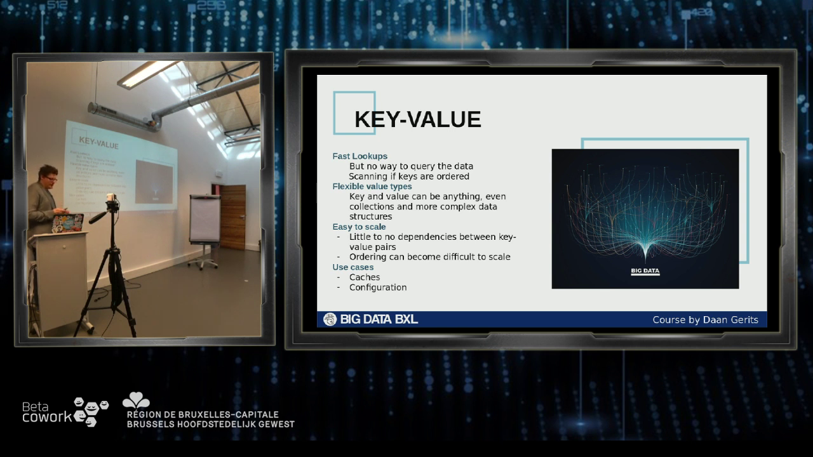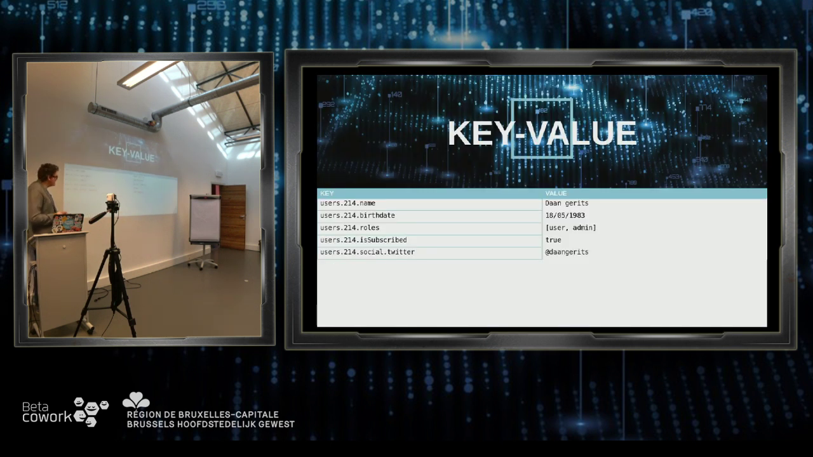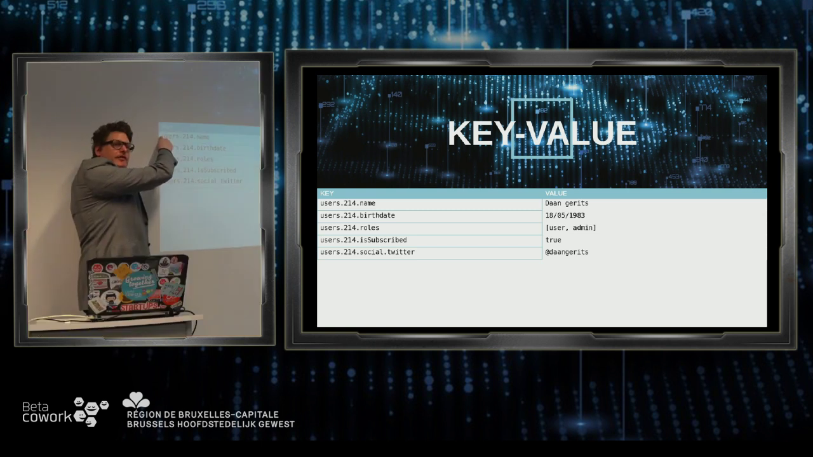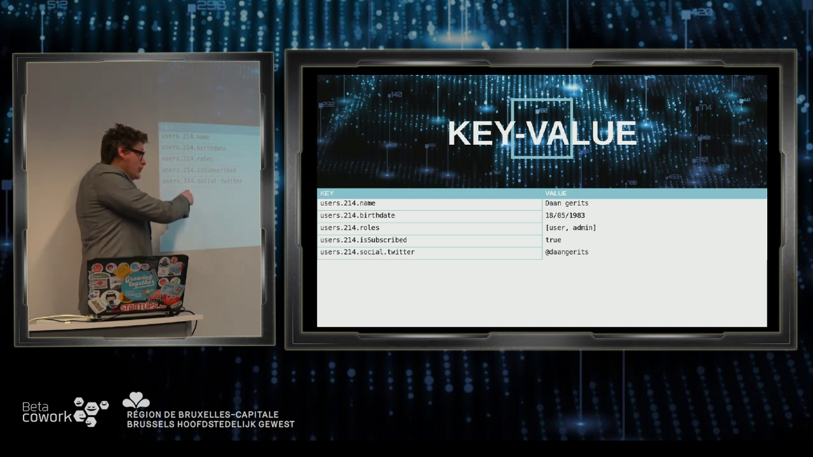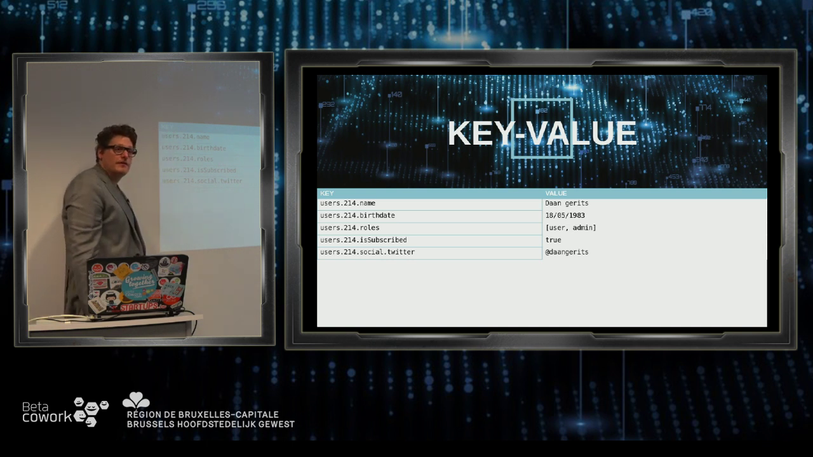There is one more thing that you can do with a key value store. You can scan. You can say, okay, I start here and give me back every record that starts with users 214. And I get everything back. So the moment that I have users 215 here, for example, it will just stop and say, okay, all above is what you need.